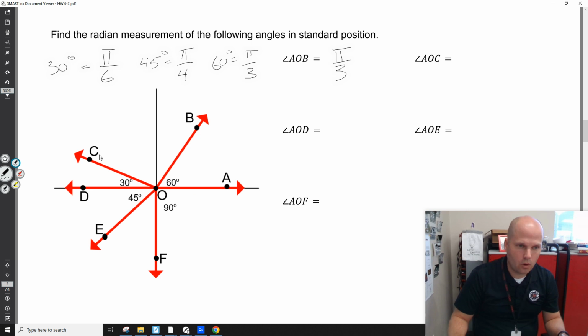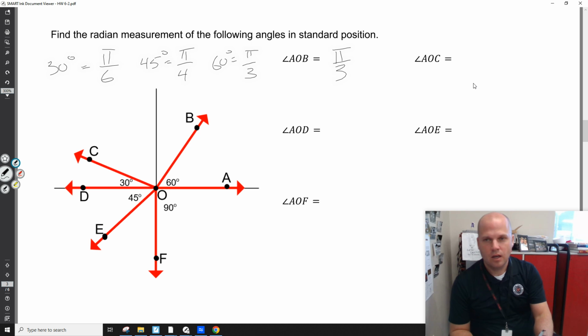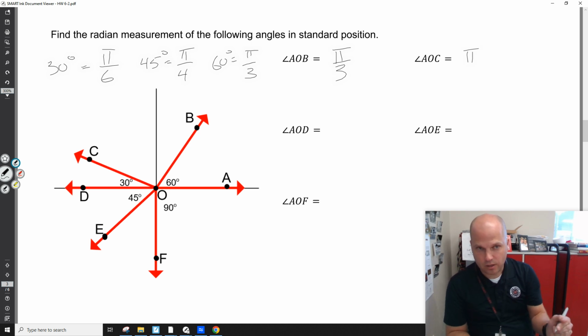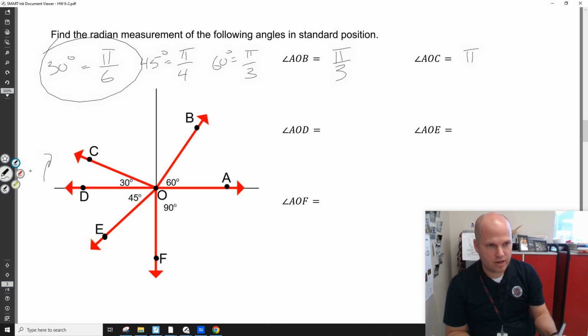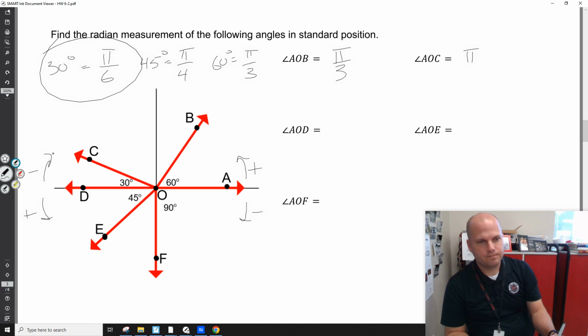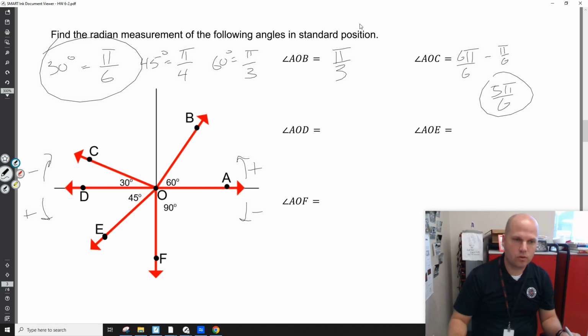What is AOC? Well, how I would do this is say, well, I know that pi is 180 degrees. I know that pi over 6 is 30 degrees. I know that in this clockwise direction, we are subtracting angles versus counterclockwise, we are adding. Counterclockwise, we're adding. Clockwise, we're subtracting. I can see I would go to pi and I would subtract pi over 6. I have 6 pi over 6 minus pi over 6. You should be able to determine that AOC is a 5 pi over 6 radian measurement.